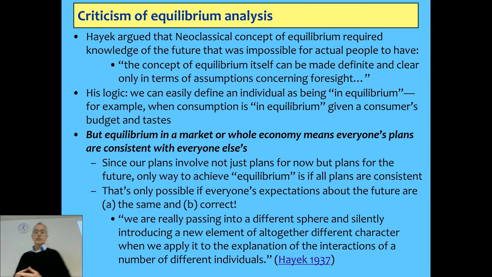So we're passing into a totally different character. When we talk about equilibrium, and this is what you do in the micro area, you work out equilibrium for an individual, you work out a budget constraint and taste, and you work out an amount that individual is going to consume, and bang, that looks like that person's in equilibrium. But if you jump to the whole economy and you're saying, let's do it for everybody, we've got to presume everybody's taste is compatible with everybody else's decisions. That's just not going to happen.